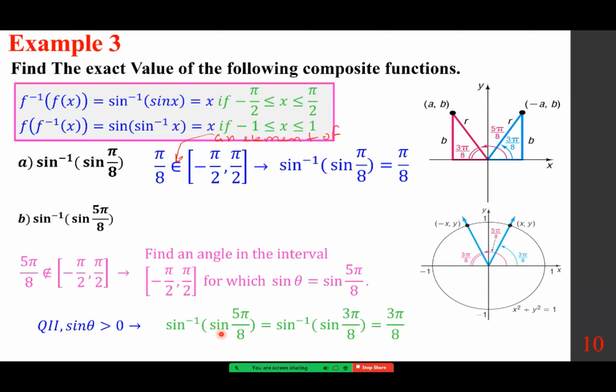And so sine inverse of sine of 5 pi over 8 is the same as sine inverse of sine of 3 pi over 8, because they both have the same value. Therefore, the answer is 3 pi over 8. So I think it's pretty straightforward. In short, you need to find the arc that gives you the same value, and pay attention, of course, that this is positive. So the answer is 3 pi over 8.